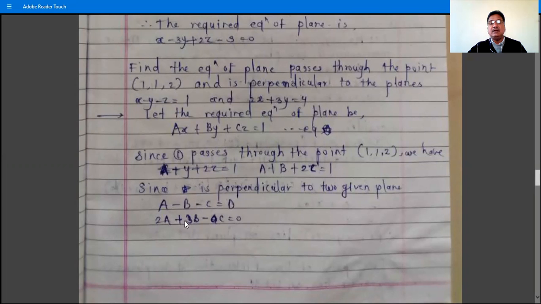Then solve equations 1, 2 and 3 for capital A, capital B and capital C. So write this equation as 2A plus 3B plus 0C equals 0, because the coefficient of z is 0. Solve equations 1, 2, 3 for A, B and C, and substitute these values in equation star, and we get the required equation of the plane.